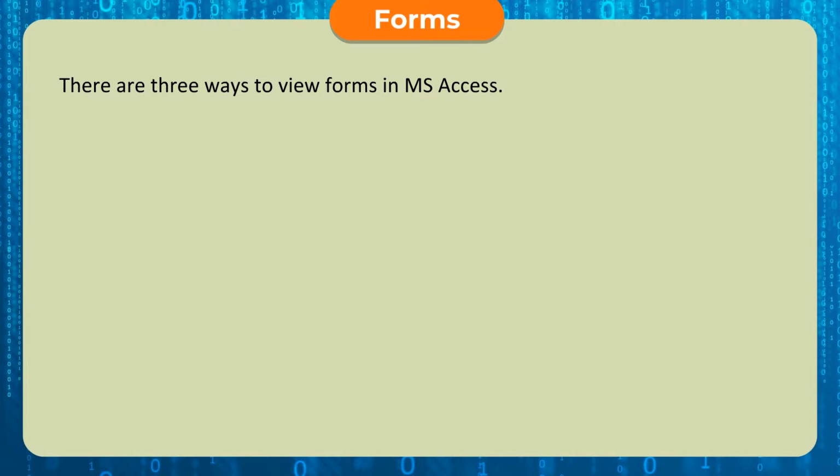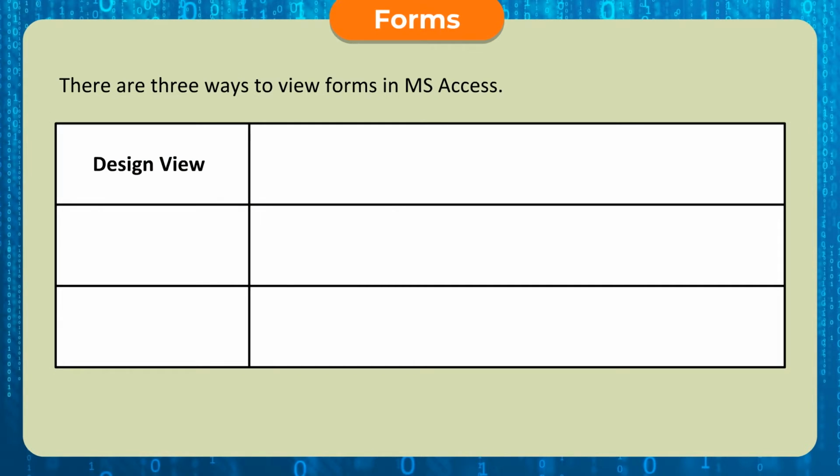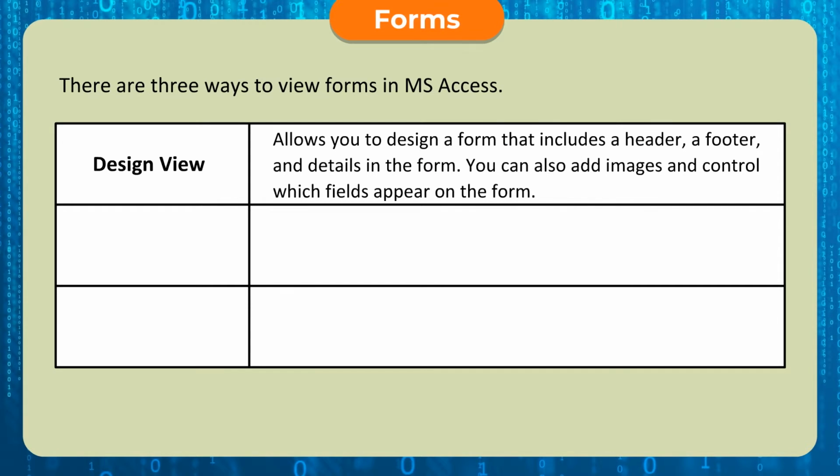Form view. There are 3 ways to view forms in MS Access. Design view allows you to design a form that includes a header, a footer, and details in the form. You can also add images and control which fields appear on the form.